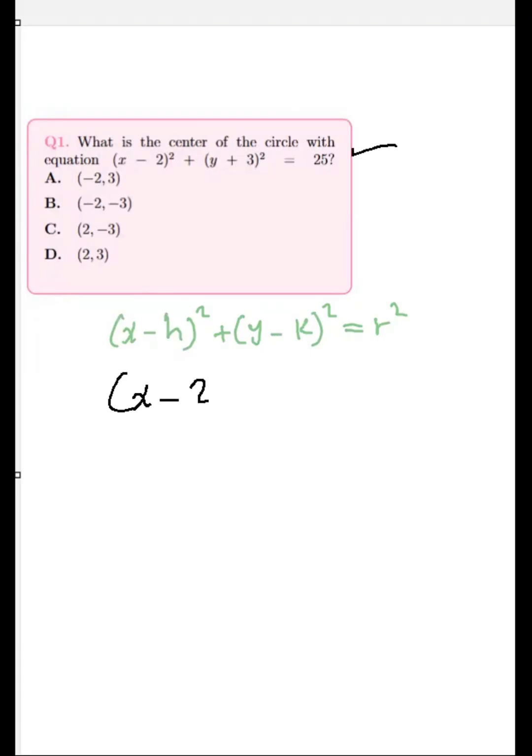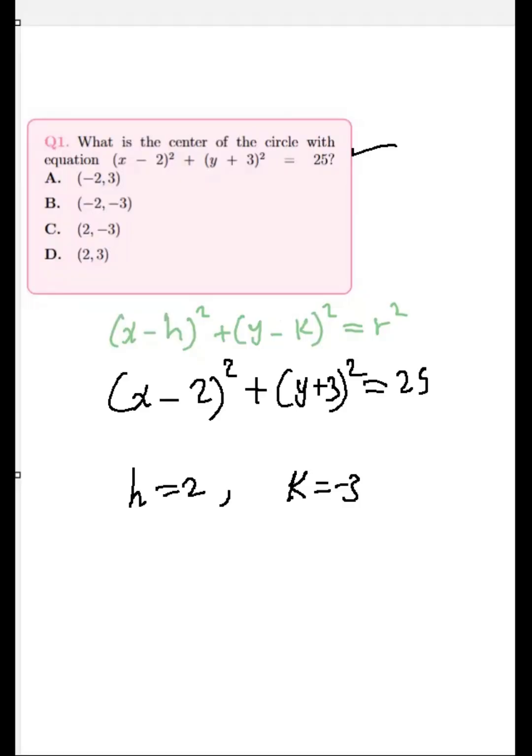So (x minus 2) squared plus (y plus 3) squared is equal to 25. This is our equation, and the question asks about the center of this circle. So we're just comparing. We have h is equal to 2 and k is equal to -3, because negative h is equal to -2, which means canceling negative and negative, h is equal to 2. Negative k is equal to +3, which means that k is equal to -3. We always change the signs. So change the sign of this to be +2, change the sign of this to be -3. That's how to get the center. So 2 and -3, which is the letter C.